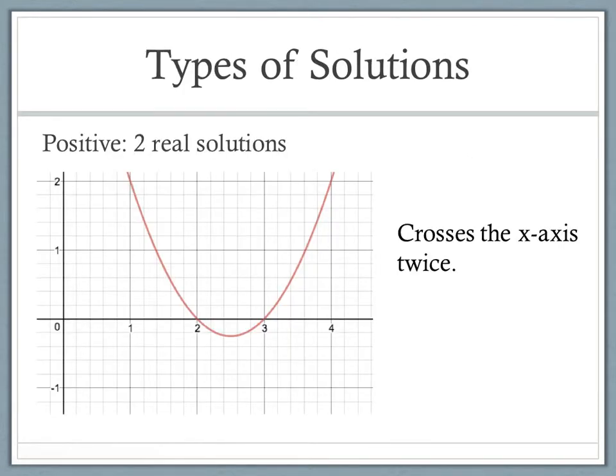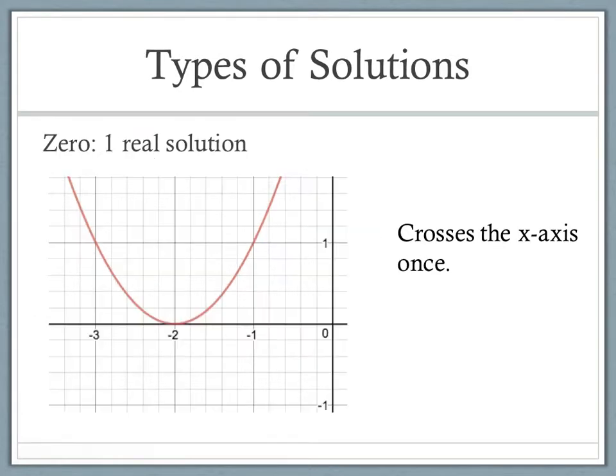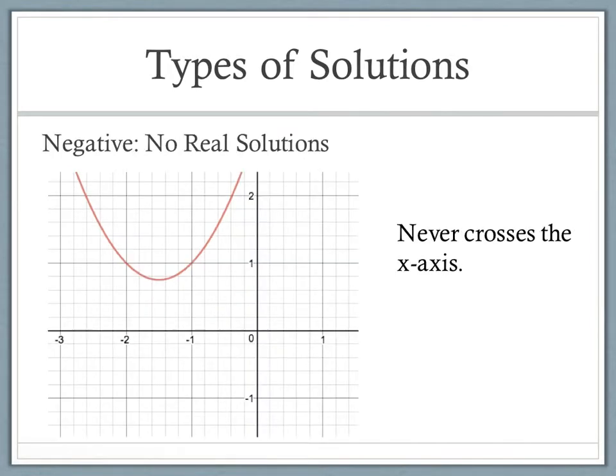Alright guys, if your discriminant is positive, it's going to be 2 real solutions. To give you a visual, that's because if I graphed the quadratic, it would cross twice. If your discriminant is 0, that means you're going to have 1 real solution because it would only cross once. And negative would be no real solutions. If you have a discriminant that's negative, it's actually going to be an imaginary solution, but we will deal with those later. Today we're just talking about real solutions, so if your discriminant is negative, it is no real solutions.